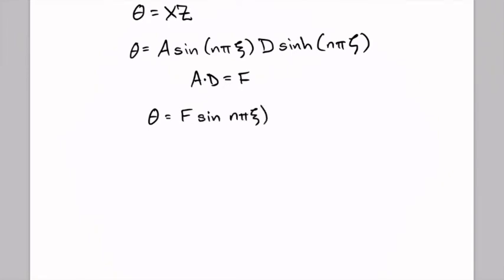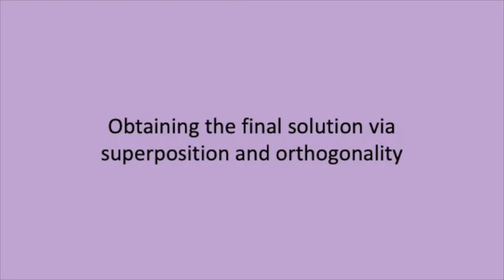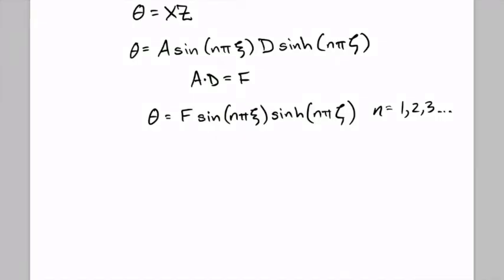And that helps us more clearly see that our solution is a function of c, zeta, and just one constant of integration. And that's the last thing that we need to solve for. And to do that, we will move on to orthogonality and superposition. To solve for our last constant of integration, fn, we're going to have to use superposition because we've actually got an infinite number of constants of integration to solve for.